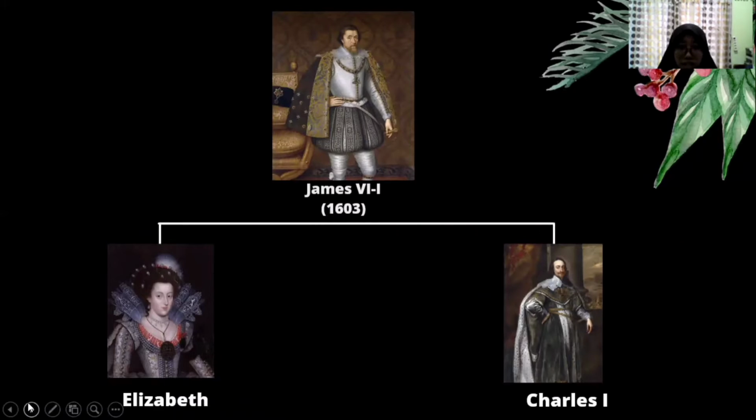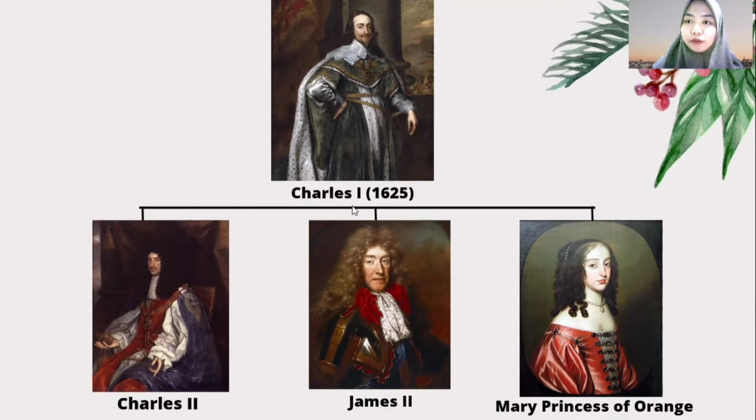And then James VI and I had two children, Elizabeth and Charles I. Okay, now let's continue on the reign of Charles I in 1625. Charles I had three children. They were Charles II, James II, and Mary, Princess of Orange.